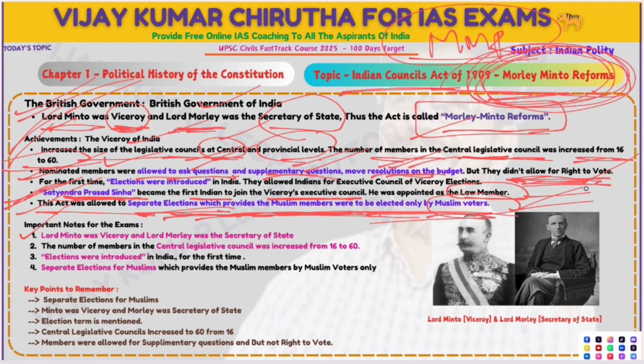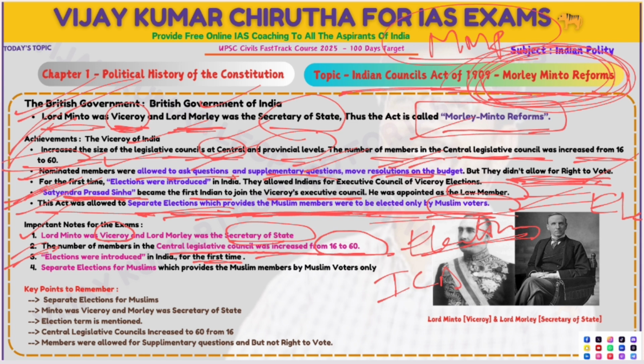So see here, the term election is used. Lord Minto was Viceroy, Lord Morley was Secretary of State. The number of members in the Central Legislative Council was increased from 16 to 60. Elections were introduced in India for the first time under the Indian Councils Act 1909, the Minto-Morley Reform. Separate elections for Muslims, contested only by Muslim voters. The key point to remember: separate elections for Muslims.